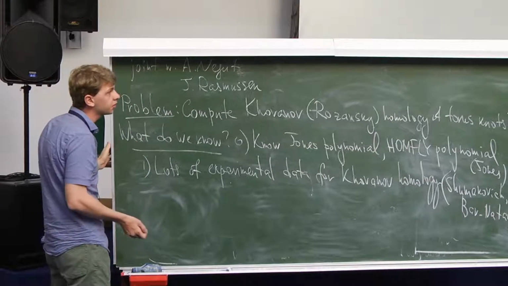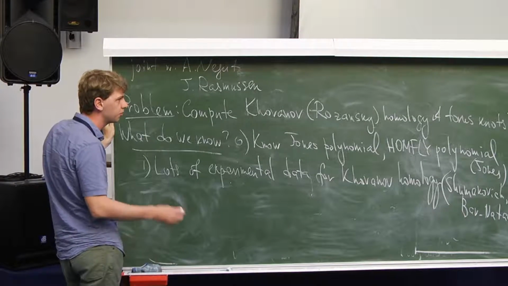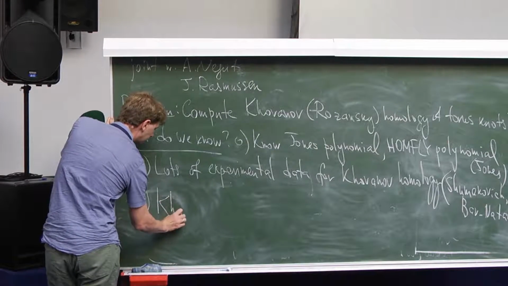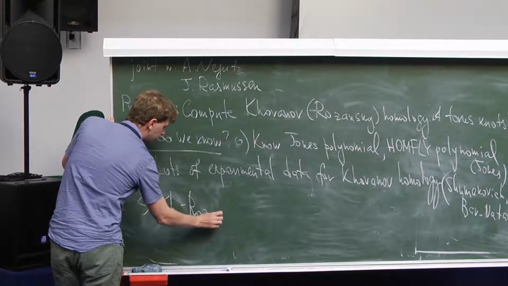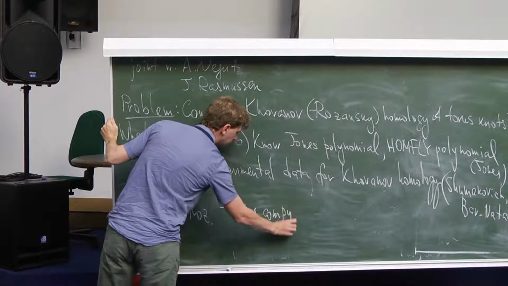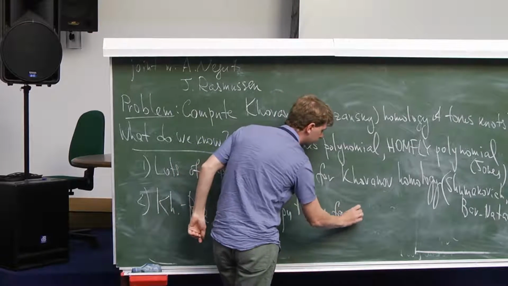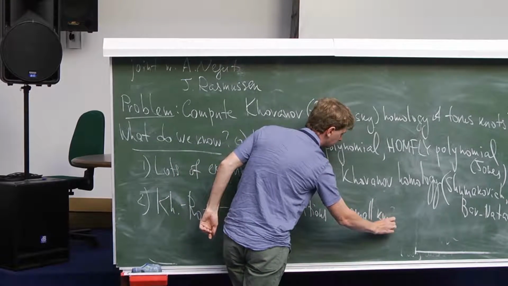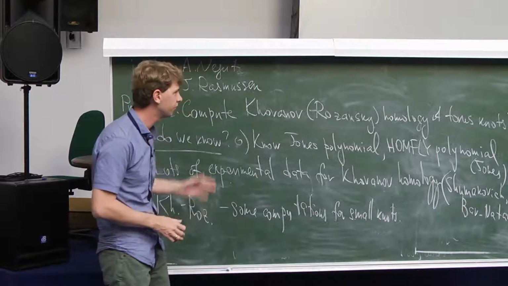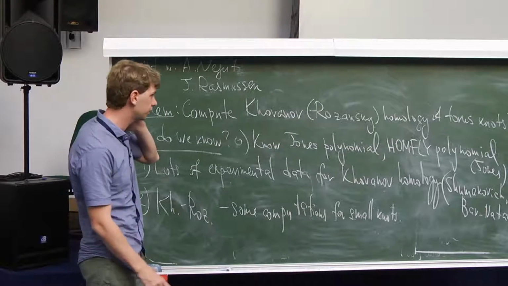For Khovanov-Rozansky homology, the definition is much harder, so there are not so many programs, but there are still some computations for small knots, up to 6 crossings, 7 crossings, or something like this. That's really small, and for torus knots it doesn't explain anything. Until, I would say, last year, this was the state of the art.